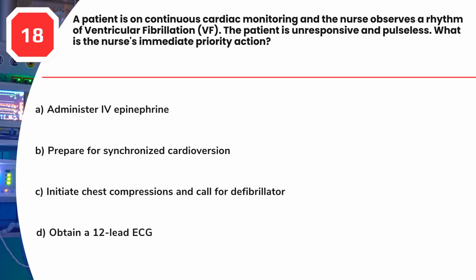Question 18. A patient is on continuous cardiac monitoring and the nurse observes a rhythm of ventricular fibrillation, VF. The patient is unresponsive and pulseless. What is the nurse's immediate priority action? A. Administer epinephrine. B. Prepare for synchronized cardioversion. C. Initiate chest compressions and call for defibrillator. D. Obtain a 12-lead ECG.